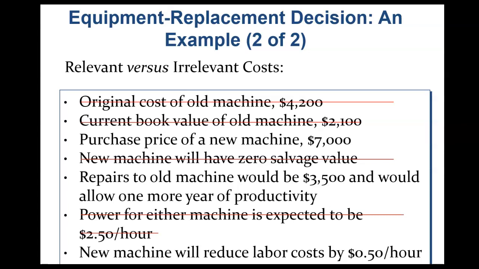The purchase price of the new machine is relevant, because if we don't get a new machine, the 7,000 will not exist. So there's an incremental change between the two. The new machine will have a zero salvage value. Well, we're assuming the old machine has one too because they don't mention it, so that's irrelevant. Repairs to the old machine would be 3,500 and would allow one more year of productivity. That is a relevant cost because it changes.